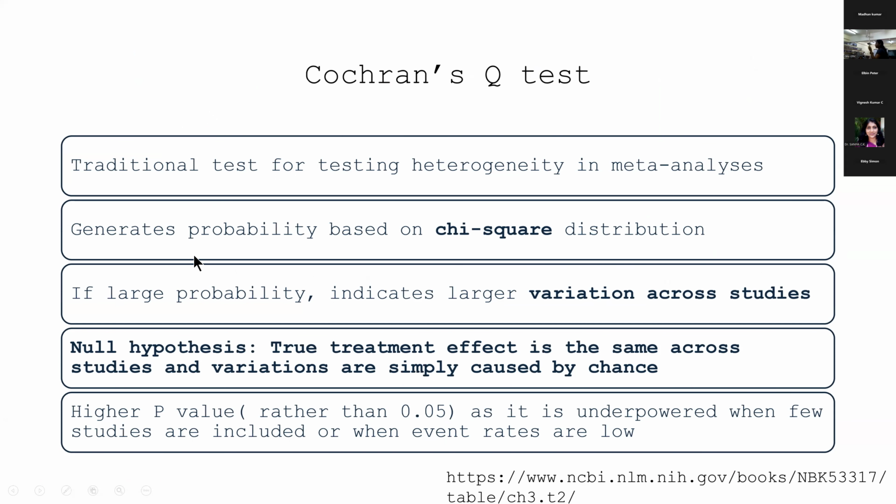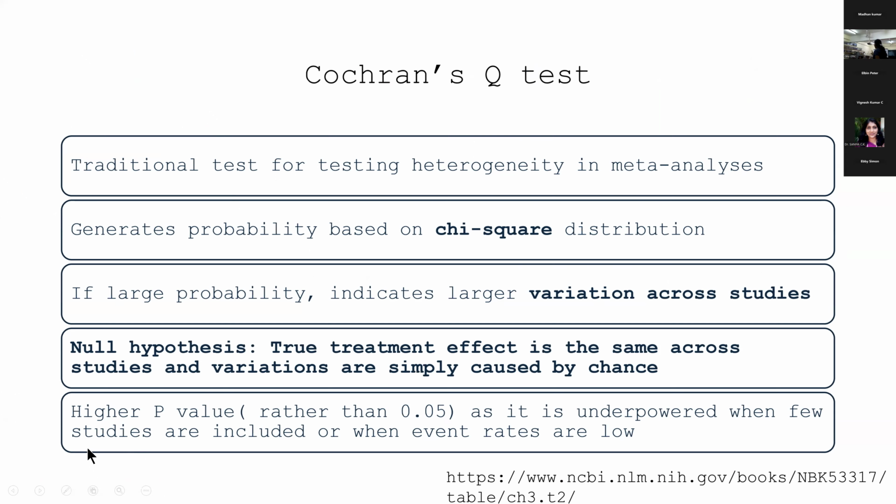So the most common statistic test that we use is Cochrane's Q test. This is a traditional test for testing heterogeneity. It basically tells you, is there heterogeneity or not? It's based on the chi-square distribution. So if your Q score is very large, it means that there is a larger variation across the studies.